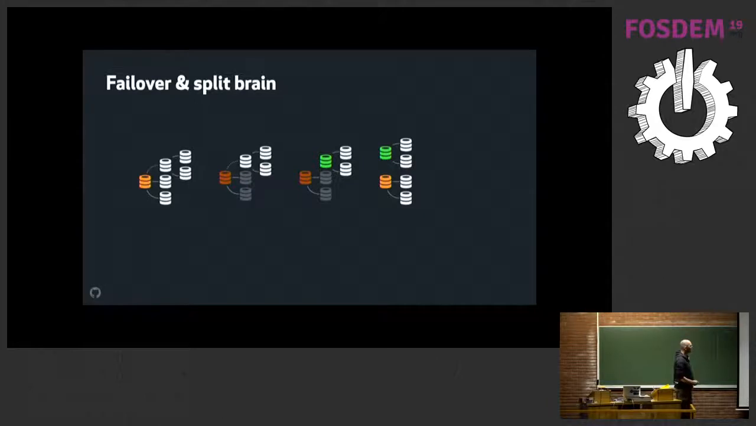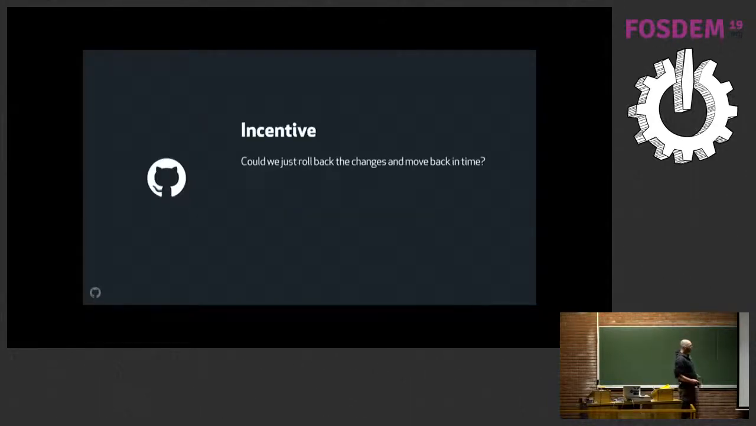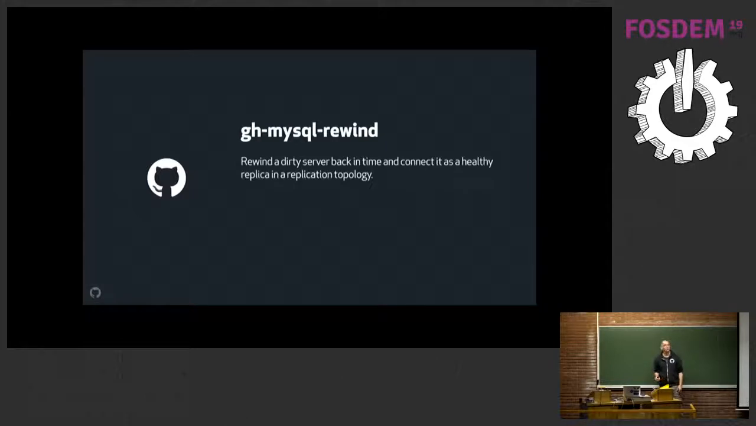So you know the deal. And the question was, could we have somehow just rolled back these bad 1,000 transactions and magically amend the database to be back in sync? And so I would like to introduce GitHub's MySQL Rewind. That's a new tool that does just that.